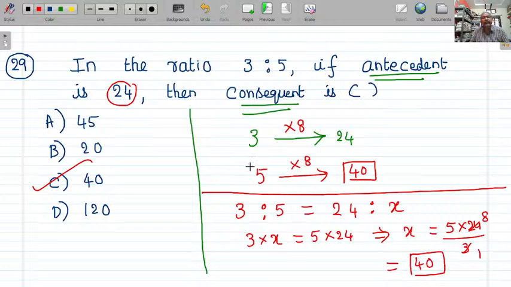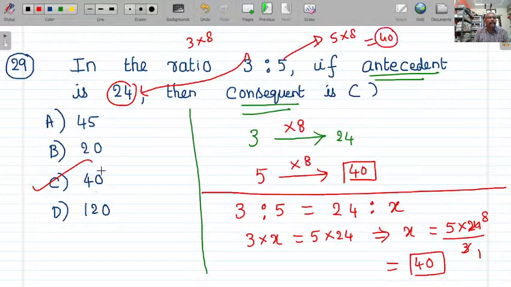Without paper and pen also we can do it. See the relation between this 3 and 24: 3 times 8. To find the consequent, simply 5 into 8 is 40. So our answer is 40. The speed of calculations you need to improve for the examinations, my dear students.